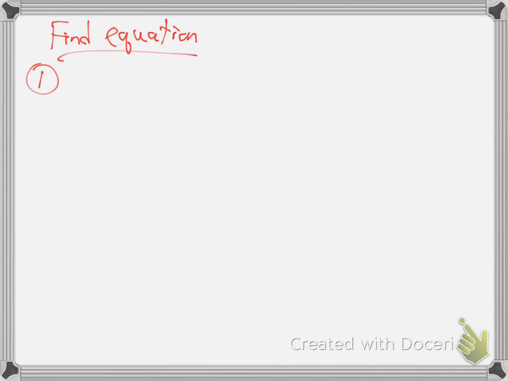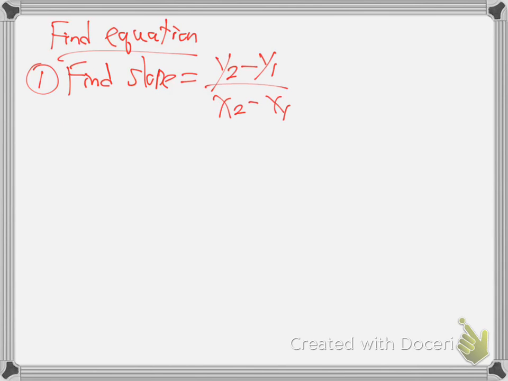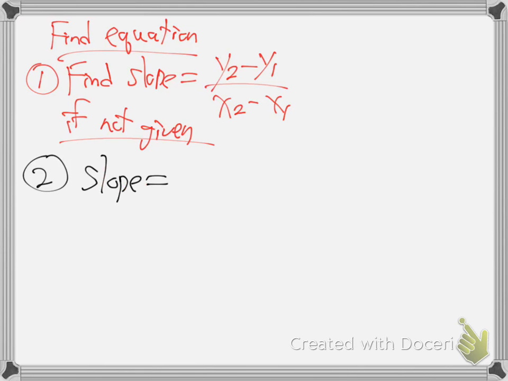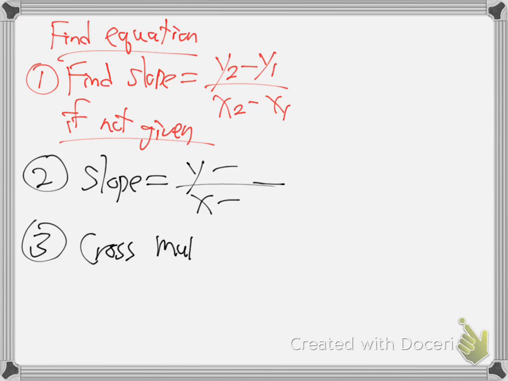What is step number 1? Didn't I write it on the board last night or something? So find the slope, y2 minus y1 over x2 minus x1, if not given. Because sometimes they just give you the slope, silver platter, they just hand it to you, right? And then we write slope equals y minus blank over x minus blank, like that. And then step 3 is cross multiply. Okay, so there's the 3 steps.